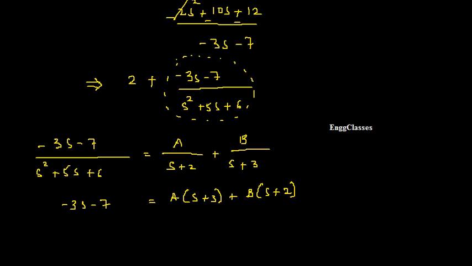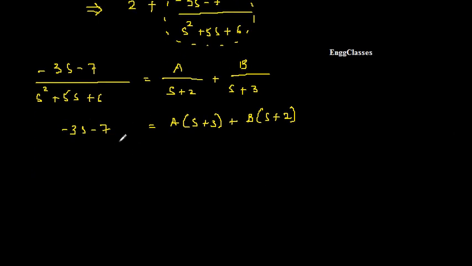So now I have to find the values of a and b. So how do I find a? For simplicity, I'll first put s equal to minus 3. If I put s equal to minus 3, a becomes 0, and I get the value for b.